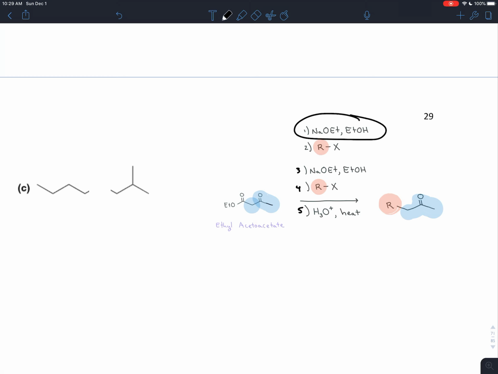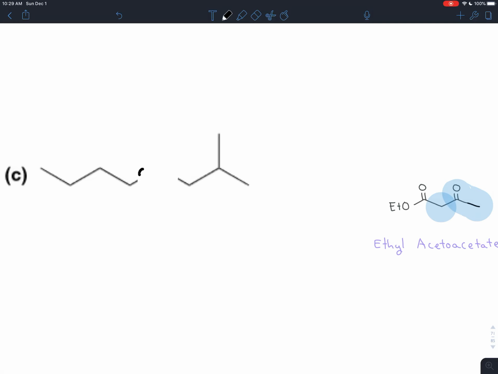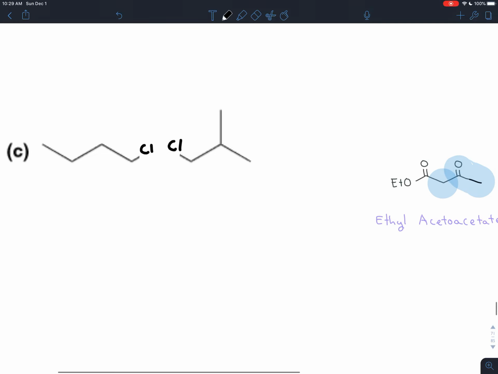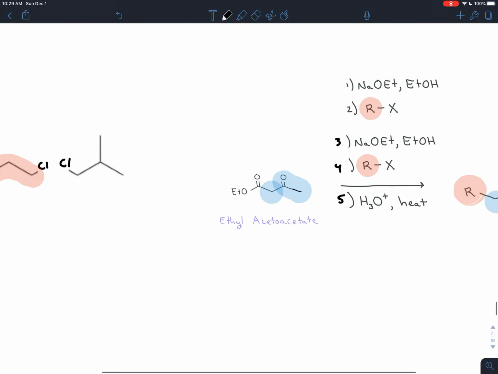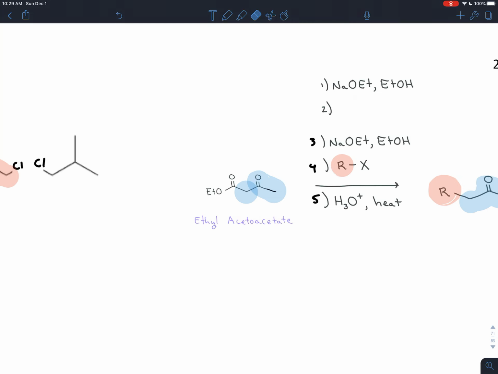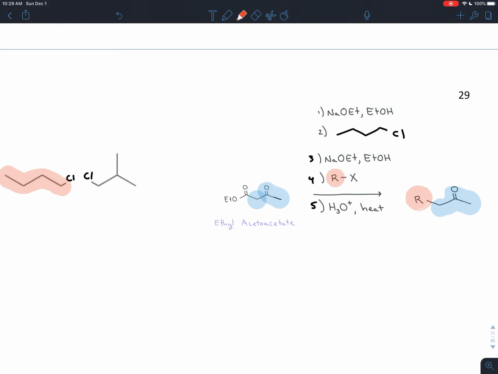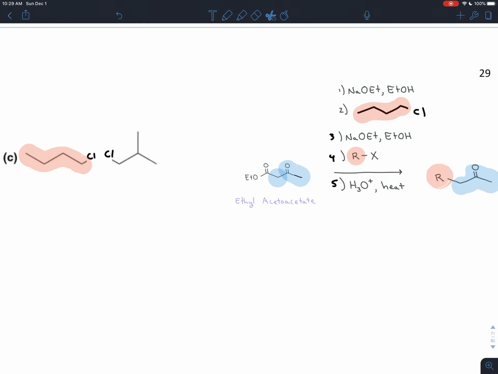So each of these steps, this first step will rip the alpha hydrogen off of this alpha carbon, turn it into a nucleophile, and then you can do an SN2 reaction with your first alkyl halide. Now to get the alkyl halides, you just add a leaving group onto these two carbon chains that were left over. So this will be the one on the left. It's a butyl group with a chlorine on it, or it could be any leaving group. So 4 carbons and a chlorine. And then for the second one, you would have an isobutyl group and a chlorine, or a leaving group.